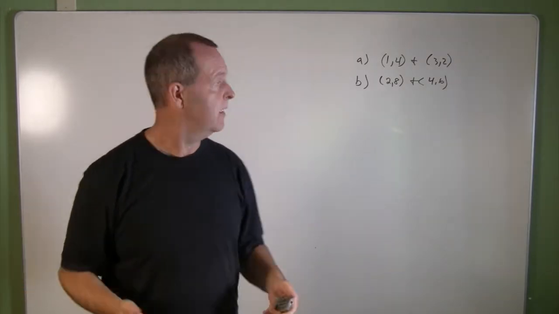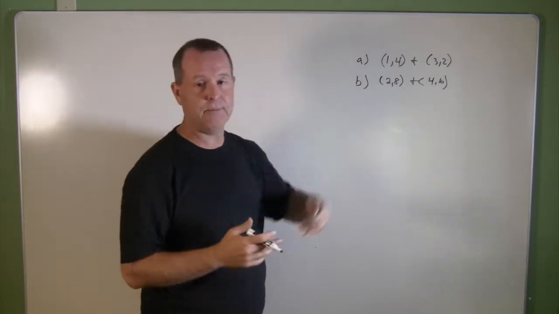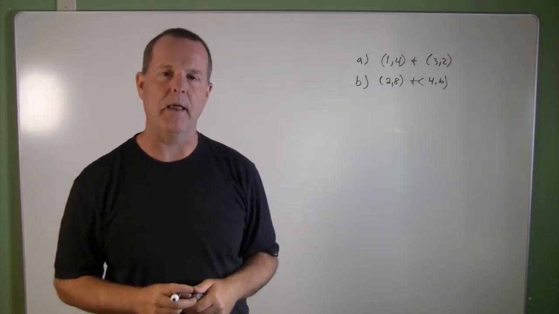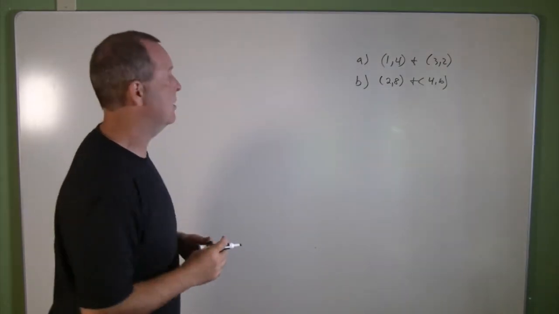So given that, can I determine if these two lines, represented by two sets of points, are parallel? Do they have the same slope? Well, let's figure that out. Let's determine the slope.